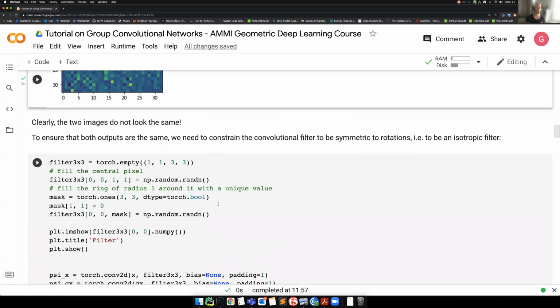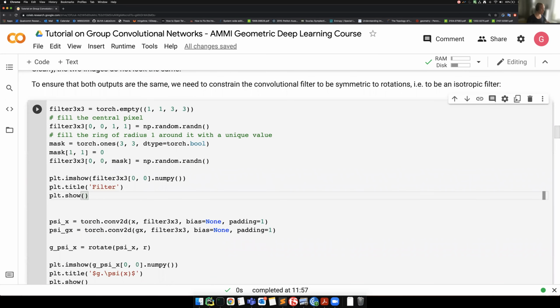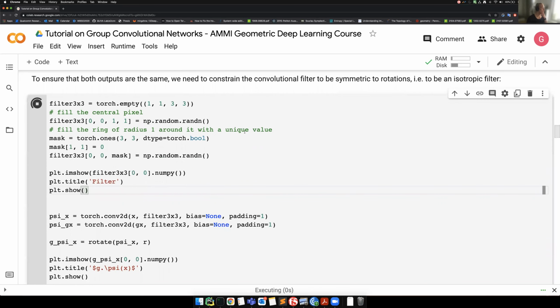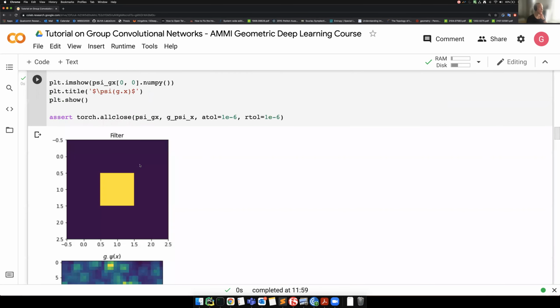So a simple solution is making sure that the output of the filter does not depend on the rotation of the image. To do that, what you can do is make sure that your filter is an isotropic filter. So it has this shape. This is still a 3x3 filter, but all the values on the ring outside are constant. That means that now if you take this filter and you rotate it, or equivalently you rotate the image under the filter, the response is always going to be the same.